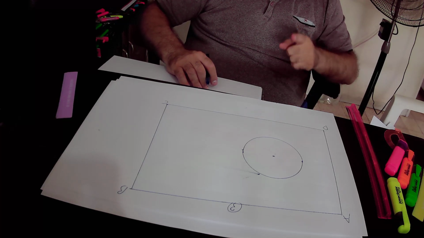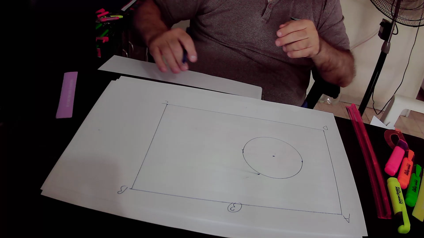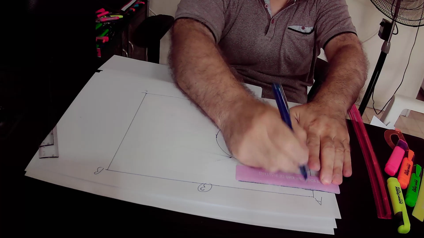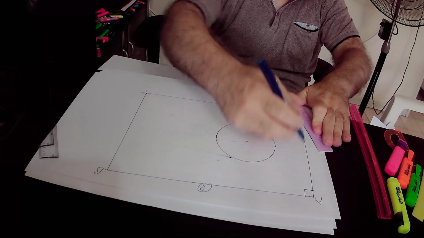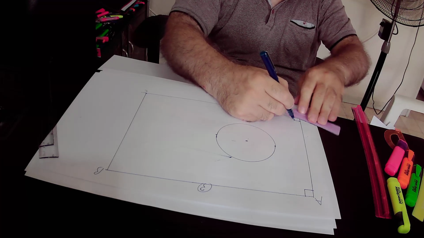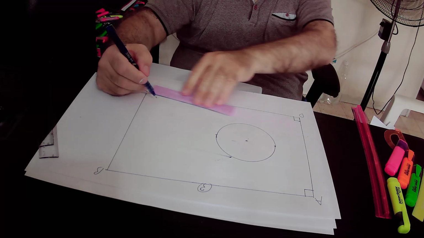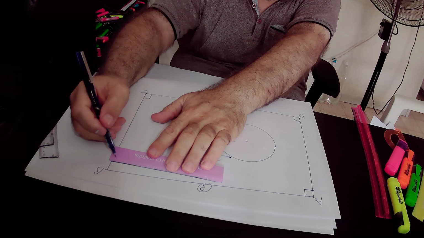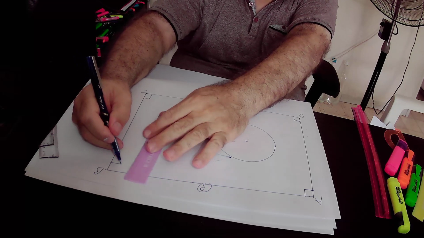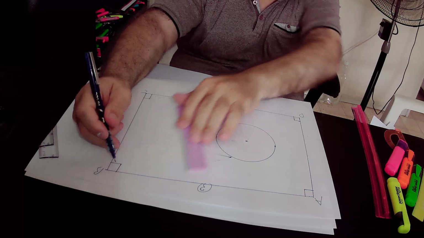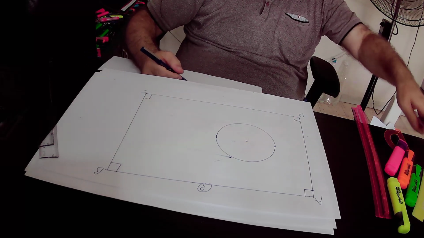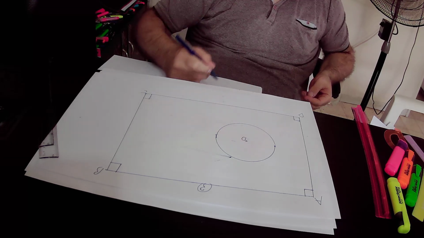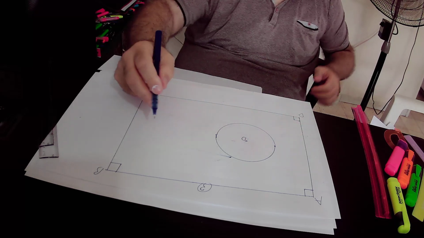We know that all the angles inside the rectangle are right angles, so this angle equals 90 degrees. This angle will also be equal to 90 degrees. This angle equals 90 degrees, and finally this angle is also equal to 90 degrees. In the next step, we will do two constructions from the center of the circle, that is to say, from point O. We will draw a perpendicular on AB.